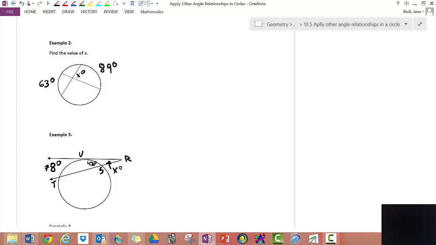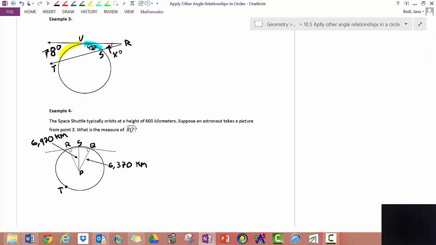I am just trying to figure out what these numbers are. Alright, in example 3, the measure of arc RTU is 78. And the measure of arc US is 42 degrees, not 420. You know, it can't be 420 anyway. So find the measure of angle X, and angle X is this angle here. Okay. Example 4.